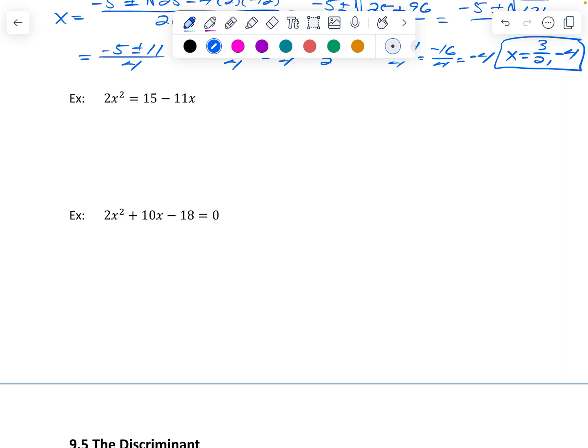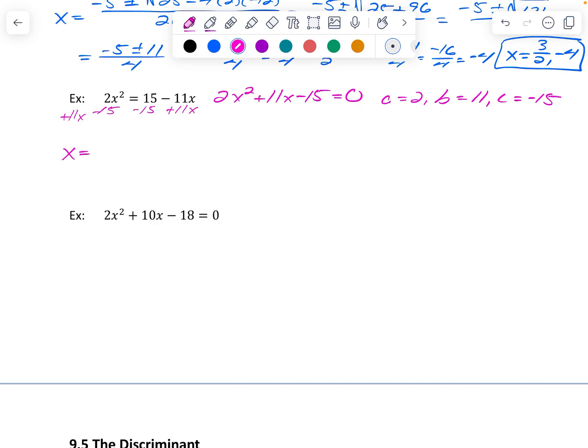We got a problem with this one. It's not equal to 0, right? So we're going to subtract 15 from both sides, and we're also going to add 11x to both sides. So I'm going to rewrite this as 2x squared plus 11x minus 15 equals 0. And then we're going to define a is 2, b is 11, c is negative 15.